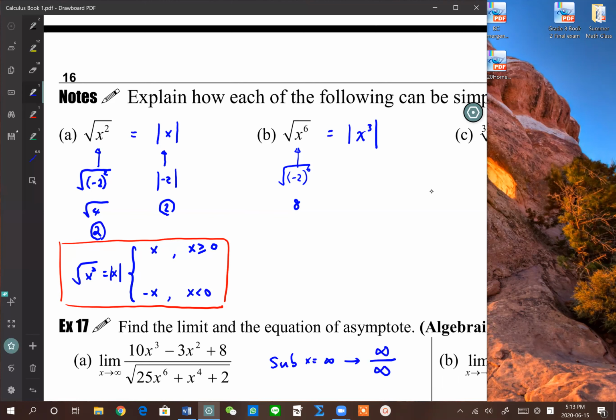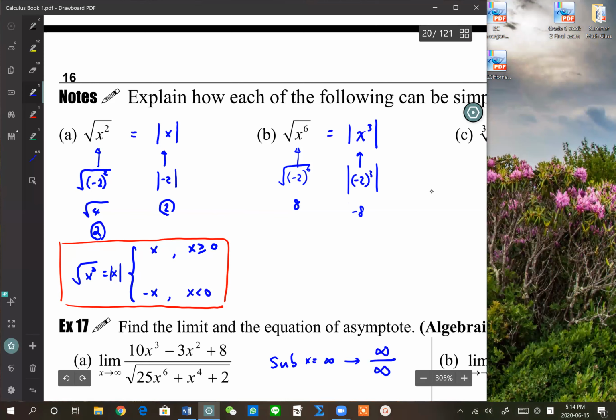Okay? Now if I do the same thing on the right hand side, -2 cube absolute value, right? So inside will become -8, but then because of absolute value, it will give you 8. Okay, so it works just like absolute value.